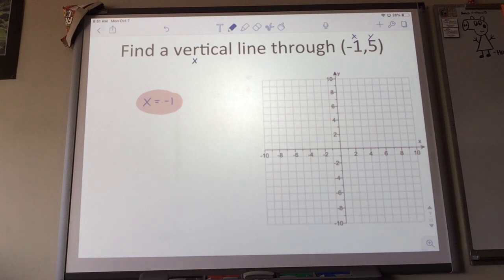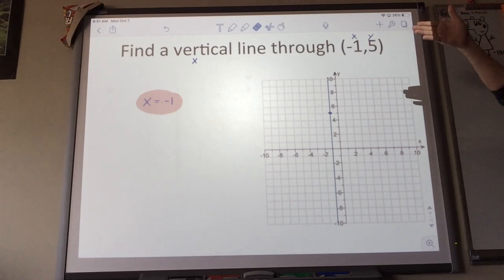If you actually put this onto the graph, it would be pretty obvious which line, but you'd still have to do that same process. So if I put this point on the graph, it'd be negative 1, so left 1, up to 5, and if I put a vertical line through that, you do the same thing. That goes through the x-axis at negative 1. So through the x at negative 1.